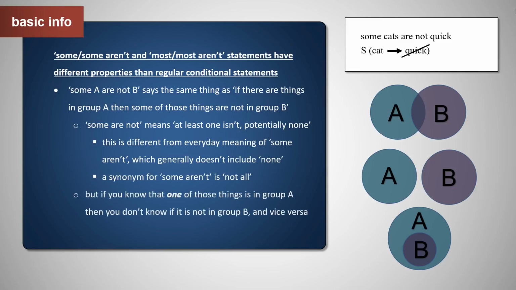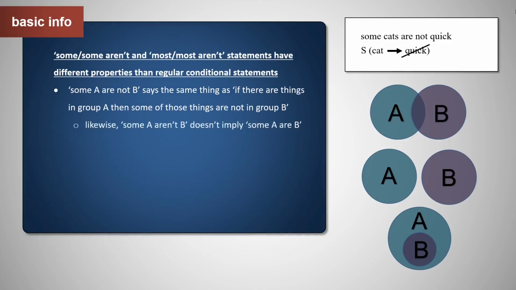Now, if you know that one of these things is in group A, you don't know if it's not in group B. Just look at the top two circles for the most straightforward explanation. If you know you're dealing with something in group A and you pull it out of group A, you don't know if you pulled it out of the part of the circle that's not overlapping or the part that is overlapping. Just because you know you're dealing with something in that group, you have no idea if it's outside of the B circle. So you can't say that just because something is a cat, it's not quick.